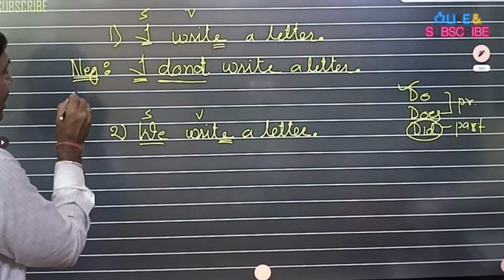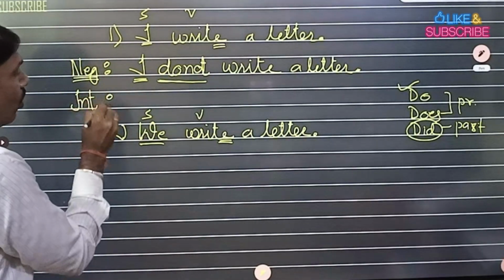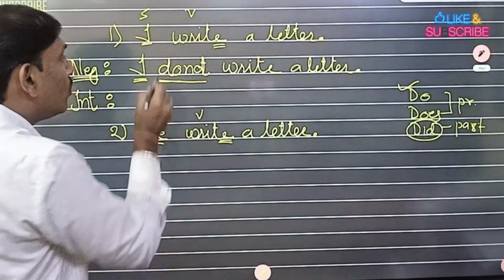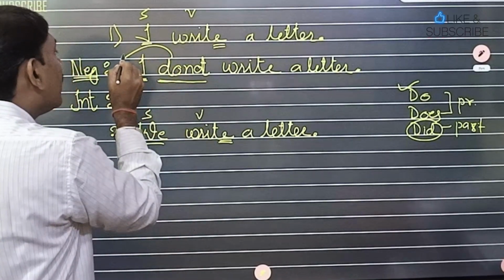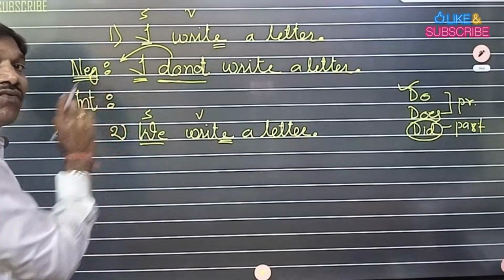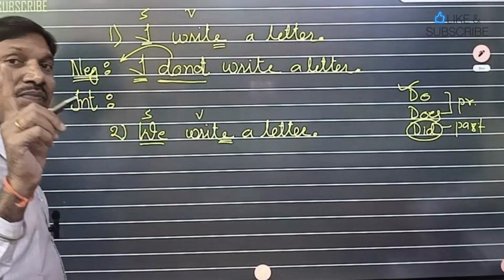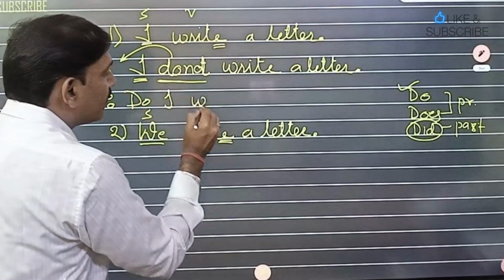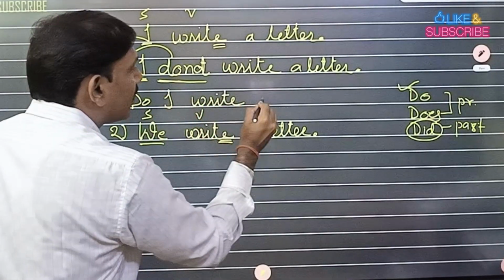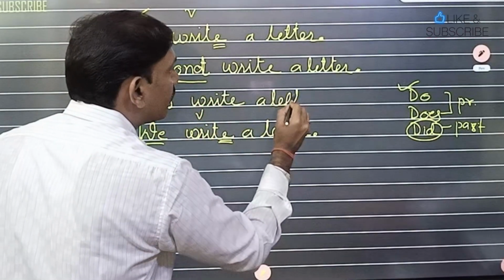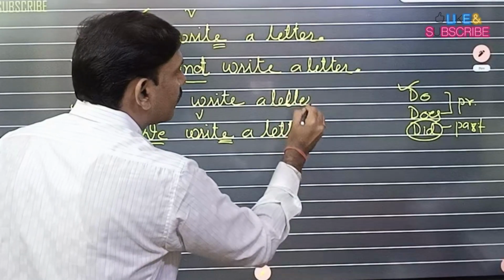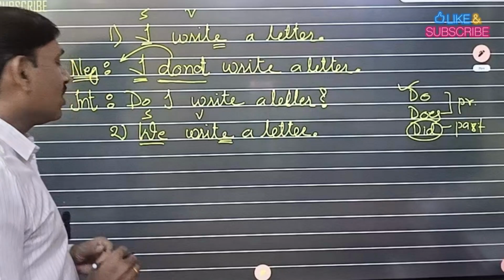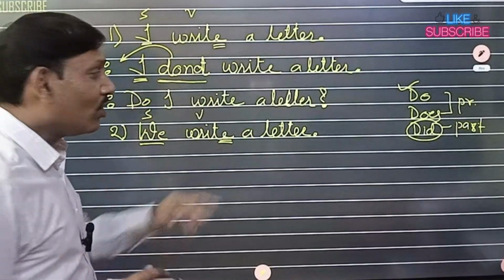Now the same way, if you want to make it interrogative, what can we do, students? Very simple. If you want to make it interrogative, we have to invert do and bring it in front of the subject, then it will be a question. For example, do I write a letter? And at the end it is very important to mark the question mark. Put a question mark.